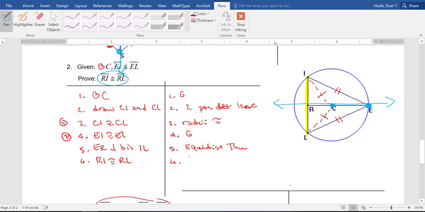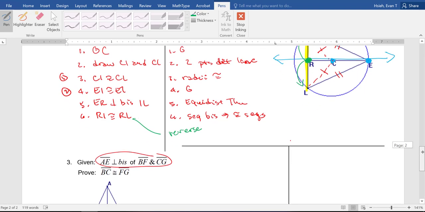Now, I can say that it's because if a segment bisector, then congruent segments. Or what I could have said here is I could have also used the reverse, which basically says that if a point is on the perpendicular bisector, the perpendicular bisector is the blue line, then that point is the same distance from the endpoints of that segment. All right, one more proof here.